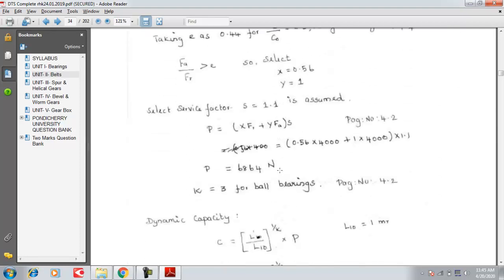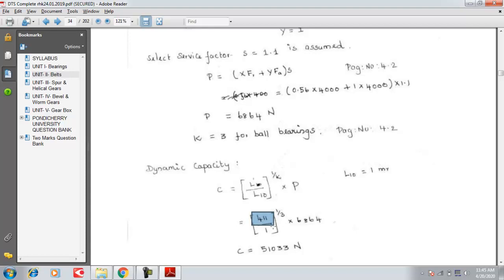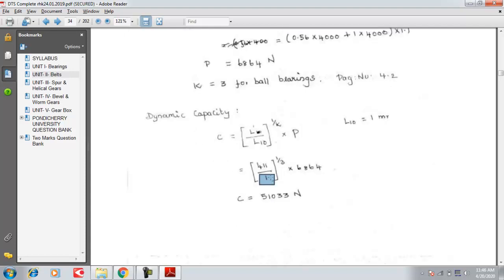So in this method, you can substitute that value of L as 411, and usually what we do for L10, that is nothing but 1 million revolutions, can be substituted here. After substituting those values, you can use the value of K equal to 3 for ball bearings. For roller bearings, it is 10 by 3, but we usually use ball bearings. If the bearing type is not given, we use ball bearings, but in this case, they have given the bearing type as ball bearing only.